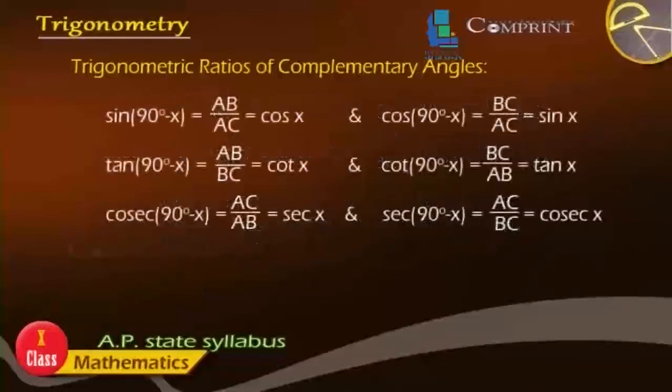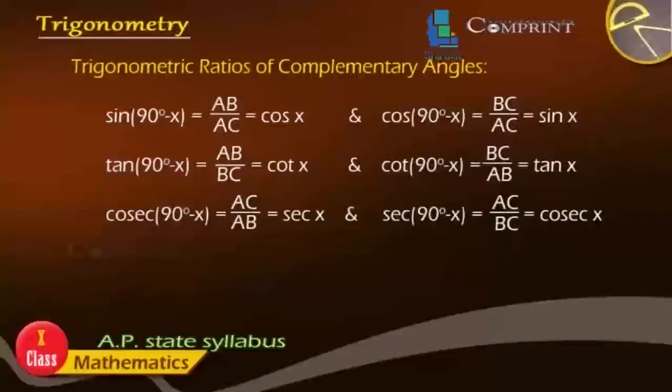Sin(90° − x) = AB/AC = cos x, and cos(90° − x) = BC/AC = sin x. Tan(90° − x) = AB/BC = cot x, and cot(90° − x) = BC/AB = tan x.